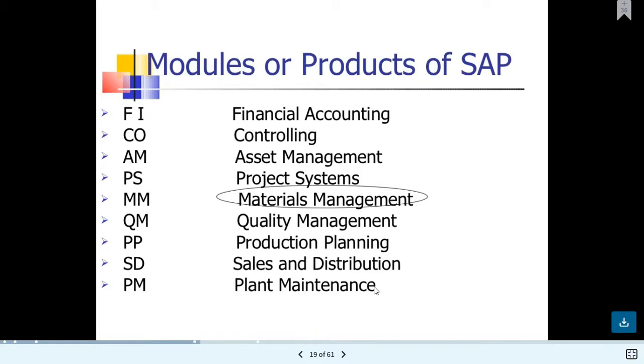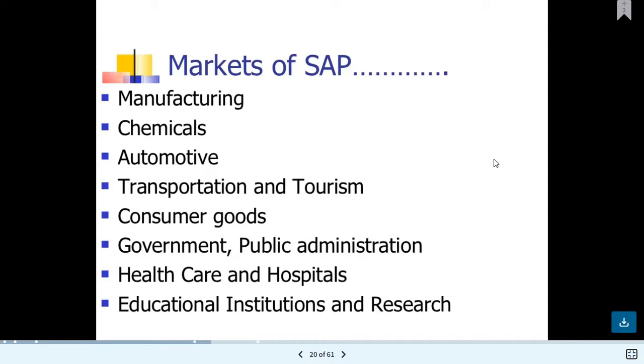The modules or products of SAP are: FI, financial accounting; CO, controlling; AM, asset management; PS, project system; and MM, called material management, which is a very important one and generally a major part of this. Then QM, quality management; PP, production planning; SD, sales and distribution; PM, plant maintenance. These generally cover industries like manufacturing, chemicals, automotive, transportation, tourism, consumer goods, government, public administration, healthcare and hospitals, and education institutes and research centers as well.